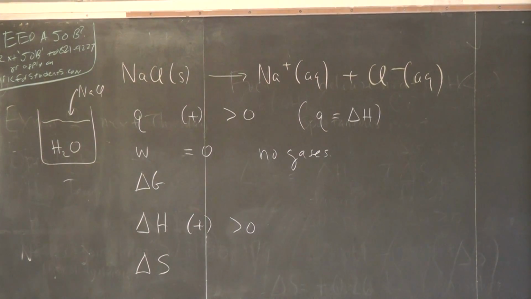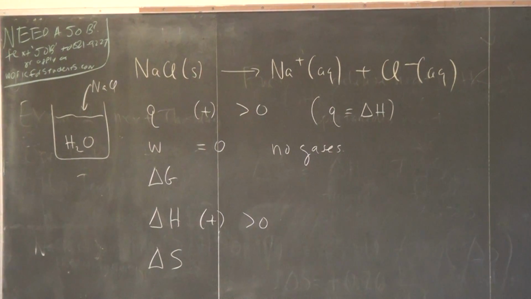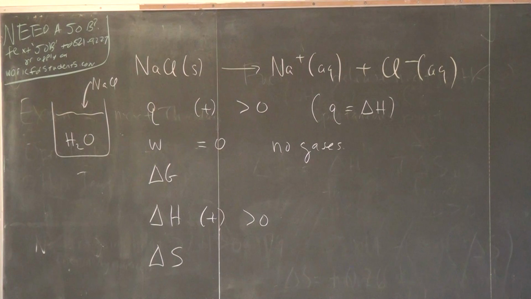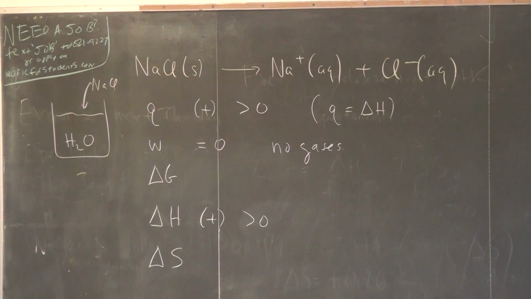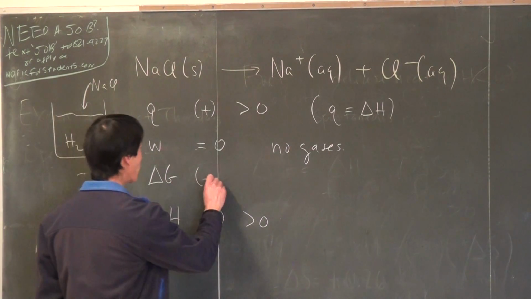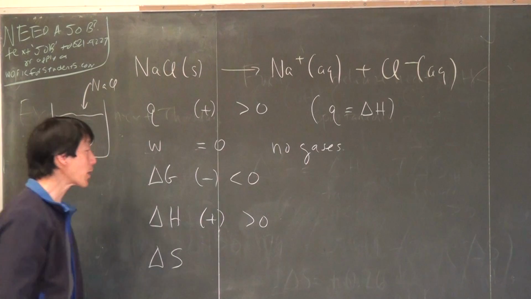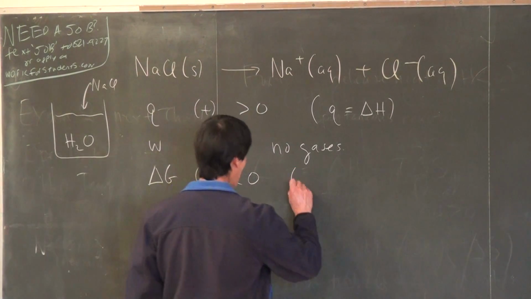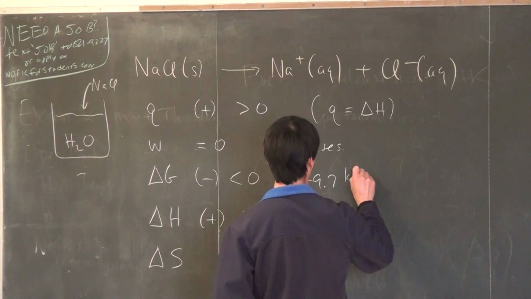What can we say about delta G? How do you know it's spontaneous? How do you know it's less than 0? Yeah, so if you put salt in water, does it dissolve? So since salt does dissolve in water, we know delta G should be negative, less than 0. So Jeff calculated delta G to be less than 0, and Jeff, what did you calculate for delta G? Negative 9.07 kilojoules.